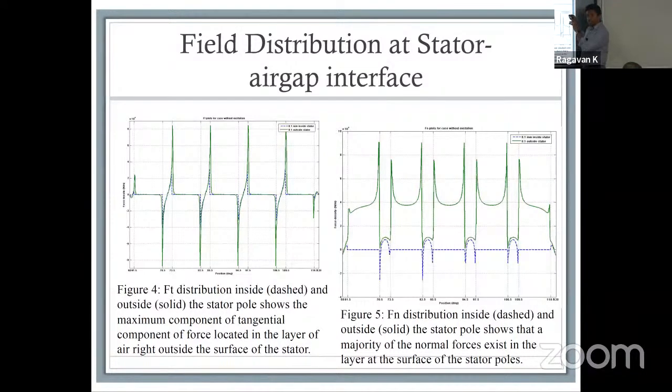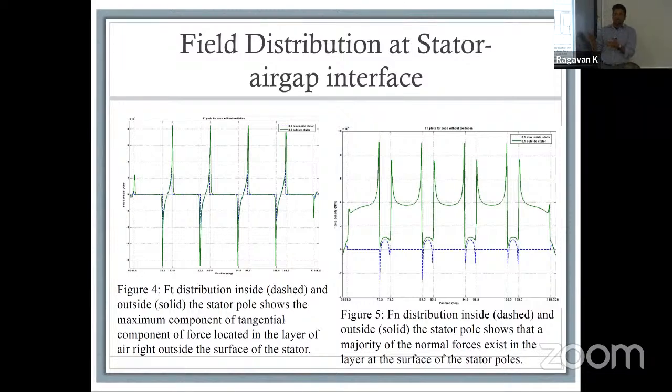This calculation was done in the middle of the air gap, and what you're seeing is 0.1 millimeter outside the stator and 0.1 millimeter inside the stator. So we looked at two layers, one just outside the stator, one just inside the stator. The reason for that really was we wanted to establish the idea of a continuity theorem, right?